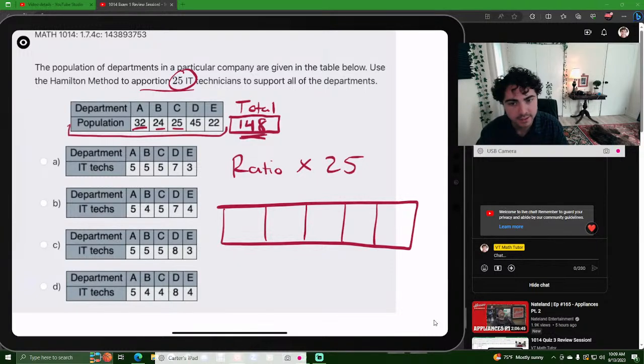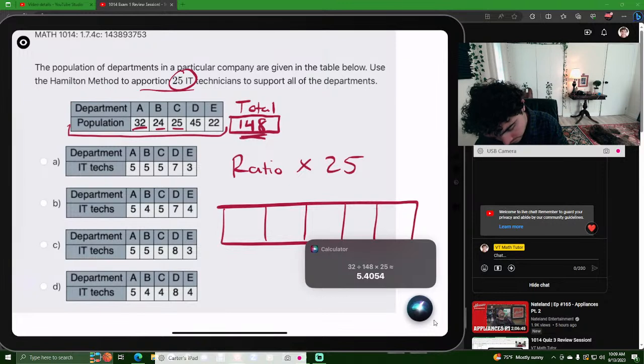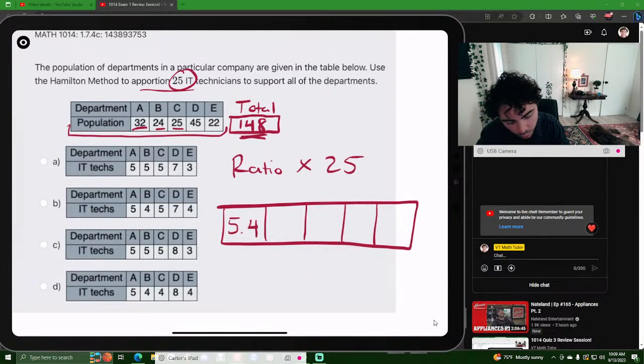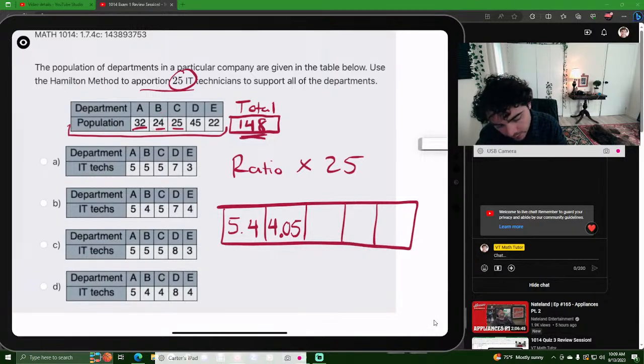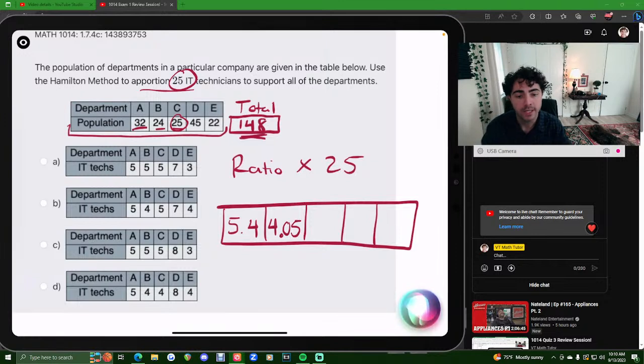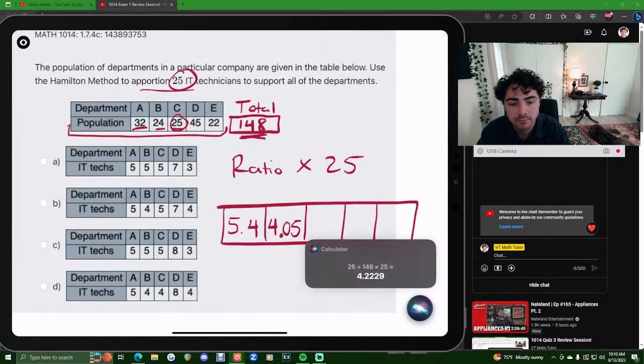So let's get started. 32 divided by 148 times 25. It's approximately 5.4054. So I'll call that 5.4. Let's do the next one. 24 divided by 148 times 25. It's approximately 4.054. So 4.05. So that was the second one. And now 25 divided by 148 times 25. It's approximately 4.2229. All right, so about 4.22.